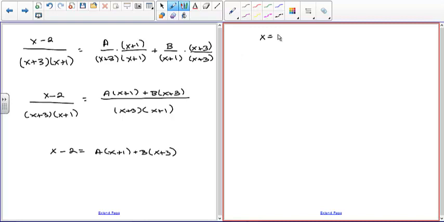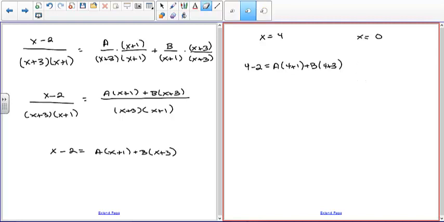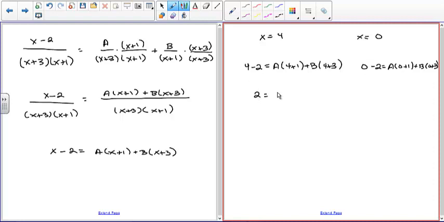We could pick x equals 4 and x equals 0. If we plug that into the equation, you get 4 minus 2 is equal to a times 4 plus 1 plus b times 4 plus 3. And if we plug x equals 0 into the expression, you'd have 0 minus 2 is equal to a times 0 plus 1 plus b times 0 plus 3. And over here you'd have 2 is equal to 5a plus 7b.